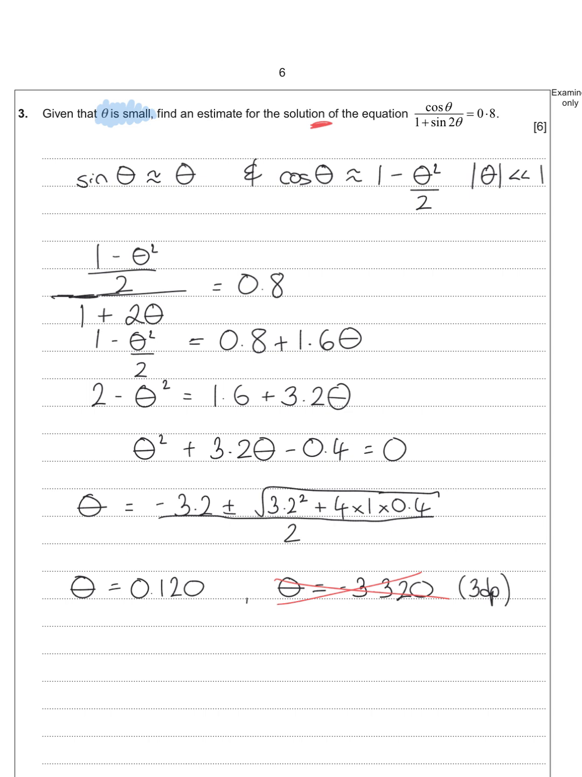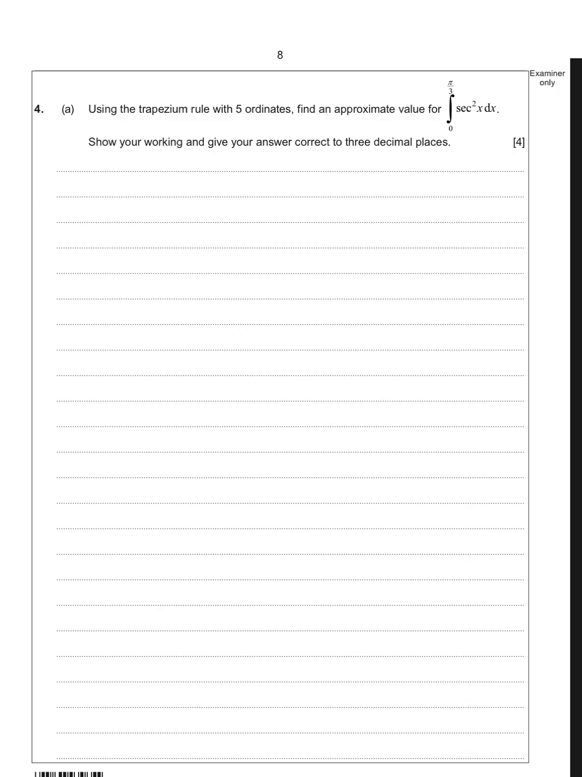Okay, and then another quite nice, I think, 6 marks from a trig question. So it's 18 marks on the bounce coming from trig, which is nice if you like trig, not if you don't. Okay, moving on. Okay, trapezium rule.